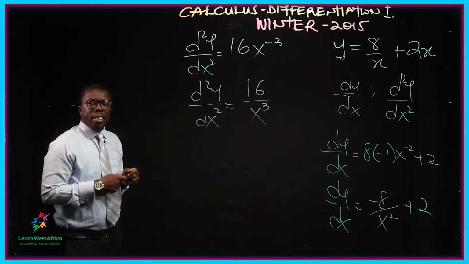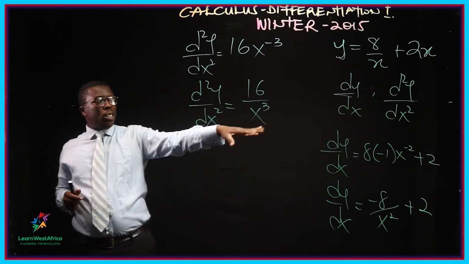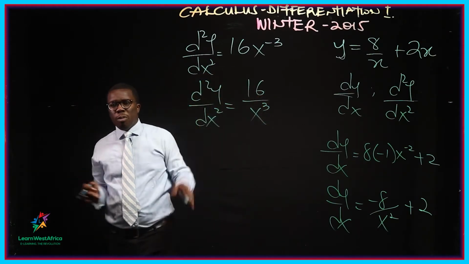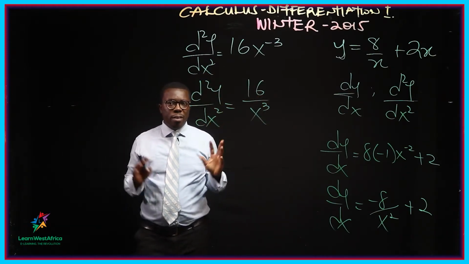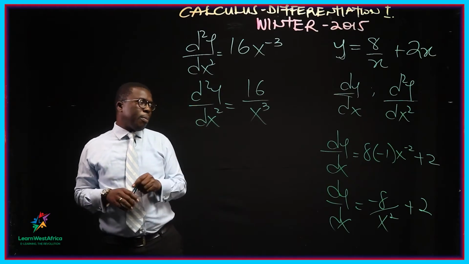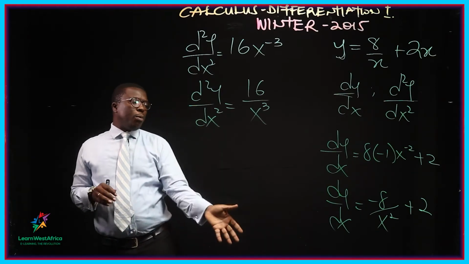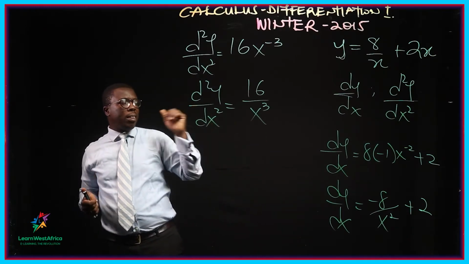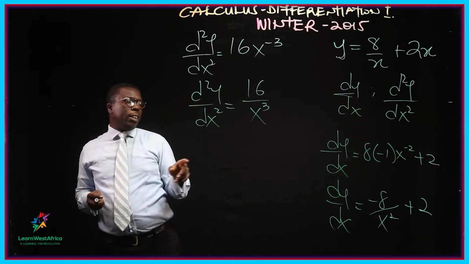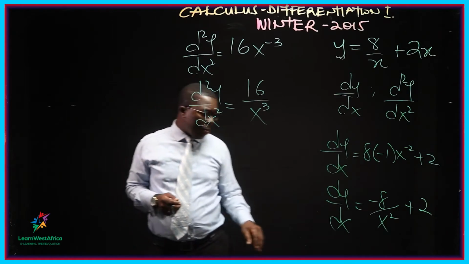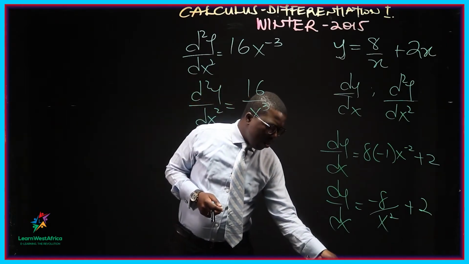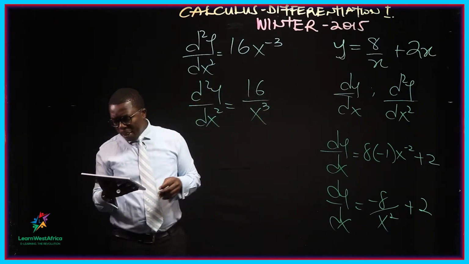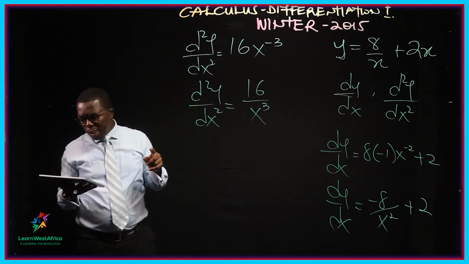Hope you are fine. Now, obviously, when you differentiate the constant, it gives you 0. So the 2 would move to 0. Are we clear with that? All right, perfect. So that is the value of dy/dx, and dy/dx equals minus 8 over x squared plus 2. That's the I part.